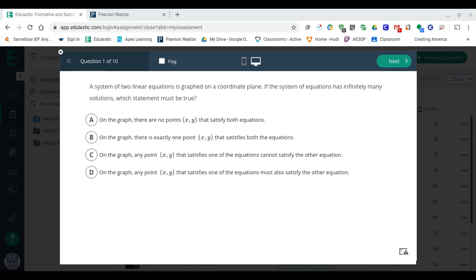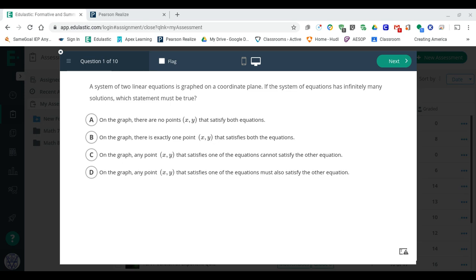Number one here: a system of two linear equations is graphed on a coordinate plane. If the system of equations has infinitely many solutions, which statement must be true? Okay, a system of equations is two or more equations that have the same variables and end up on the same coordinate plane, so they're kind of related. And it can be one of three things.